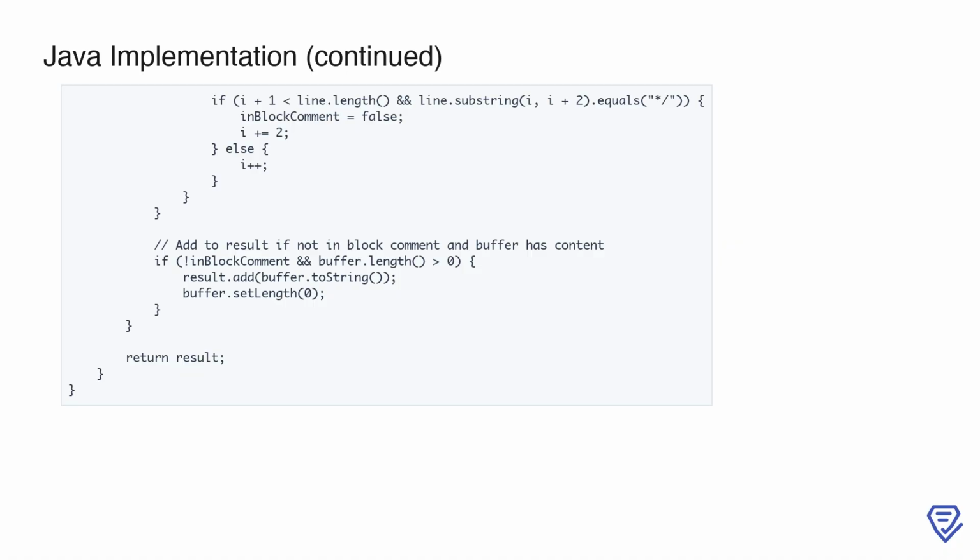After processing each line, we check if we are not inside a block comment and if the buffer contains any content. If both conditions are true, it means we have a valid line of code without comments, so we add it to the result list and clear the buffer for the next line. Finally, after processing all lines, we return the result list, which contains the cleaned-up code without any comments. This implementation ensures that both single-line and multi-line comments are handled correctly, preserving only the meaningful code.